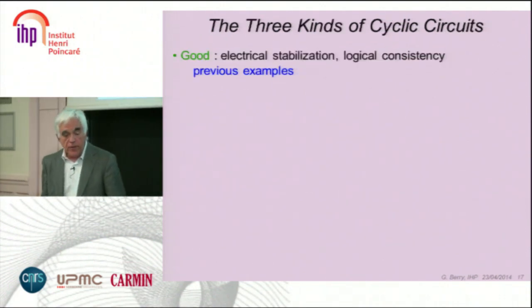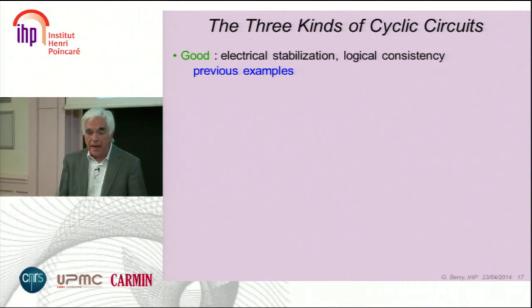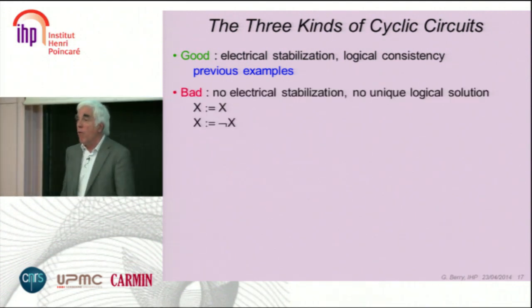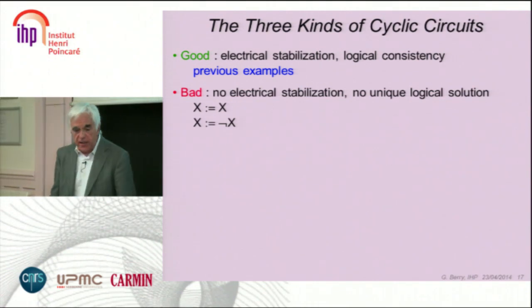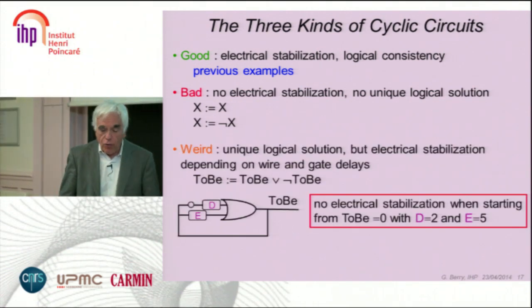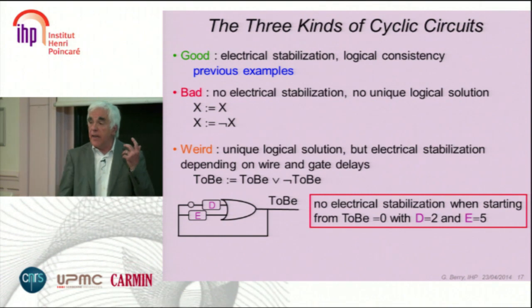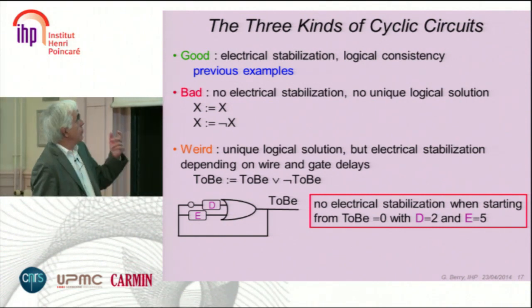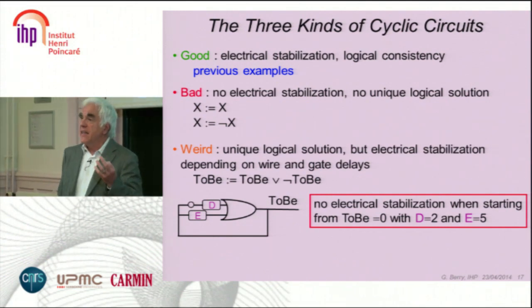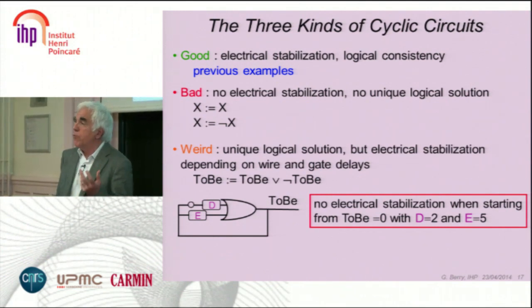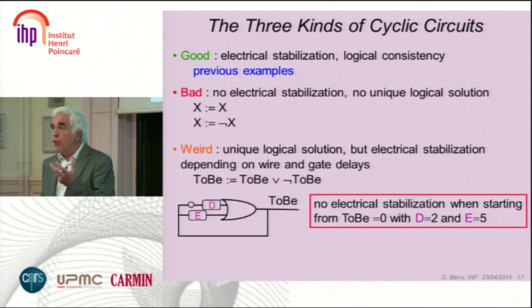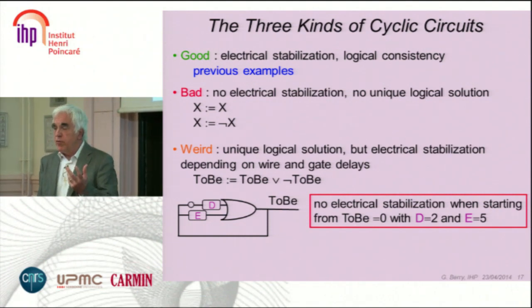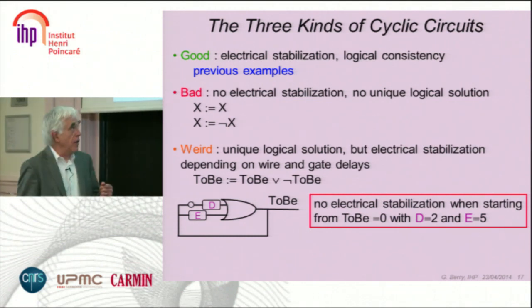And remember that there are 3 kinds of cyclic circuits: the bad ones, where there is no hope of doing anything either logically or electrically; the good ones, which is the one we have seen; and the weird one, which is a Hamlet, to be equal to be or not to be, or something like that. That is, formulas that have a unique Boolean solution, but for no good reason. Reason meaning deductive reason. They may depend on the excluded middle, for example.